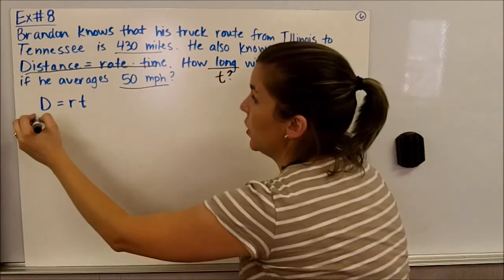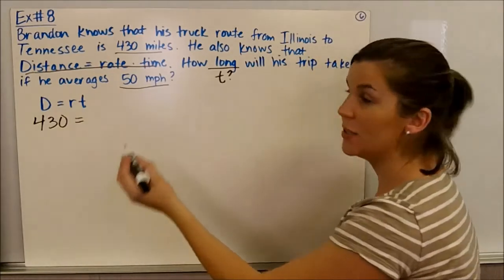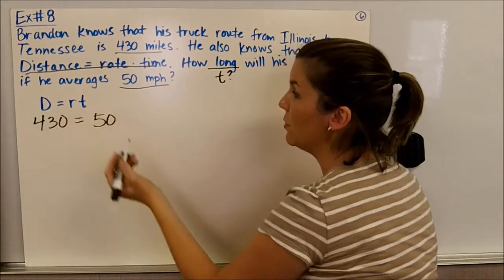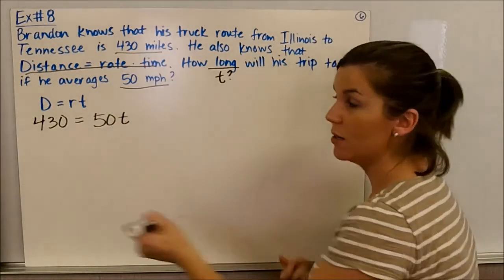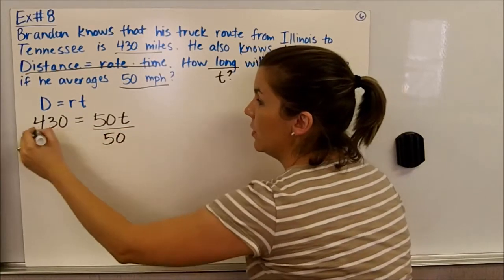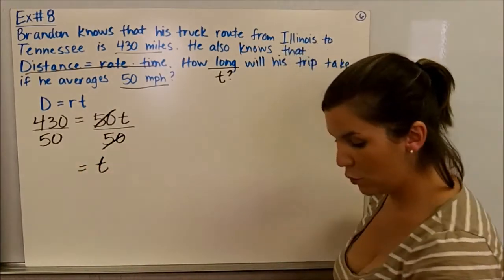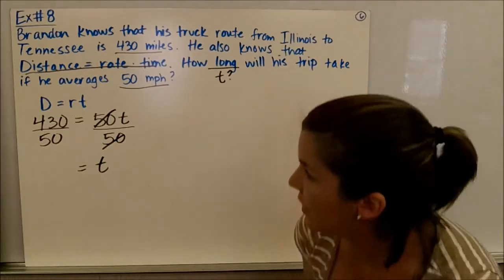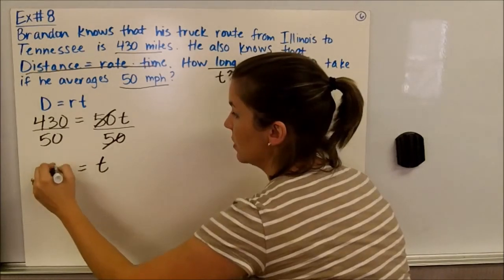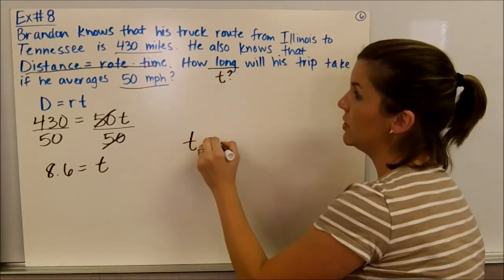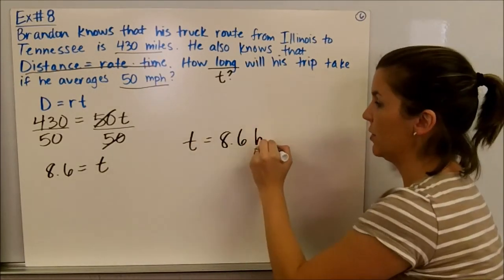The distance is 430 miles. So instead of D, I'll put 430. The rate, that's how fast he's going, is 50. So instead of R, I put 50. And T is what I want to find out. So 50 times T, the opposite would be to divide by 50. So now I'm left with T. And 430 divided by 50 is 8.6. So the time that it will take him for his route is 8.6 hours. So we know we're talking about hours.